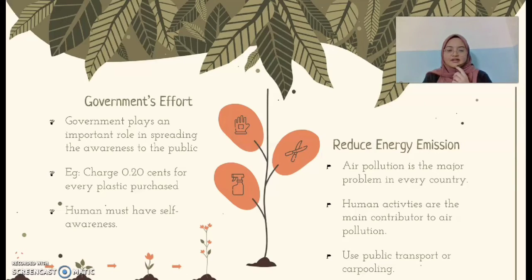Other than that, the government can also legislate new rules and tighten the enforcement so that the public will be more aware and will increase their awareness. Other than government efforts, each person must have self awareness.